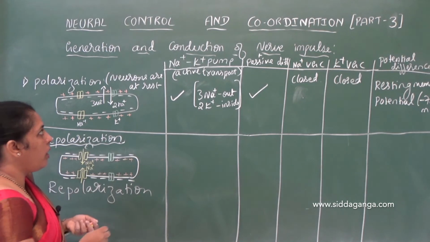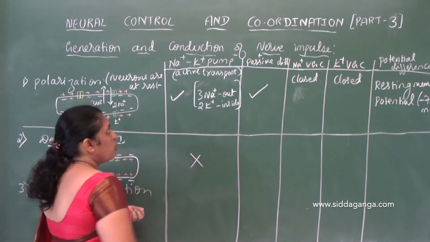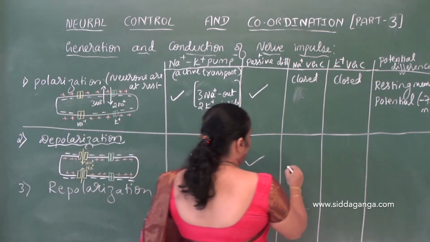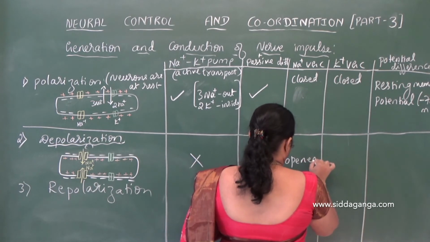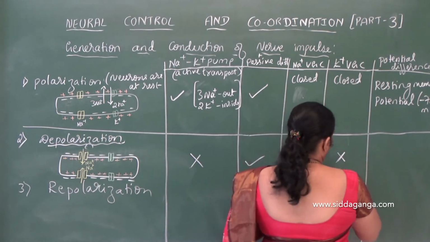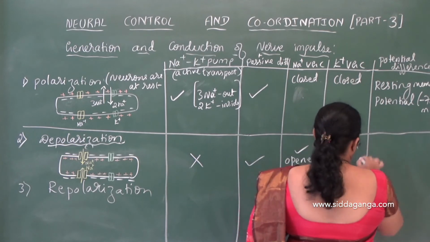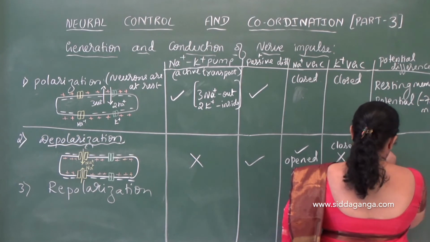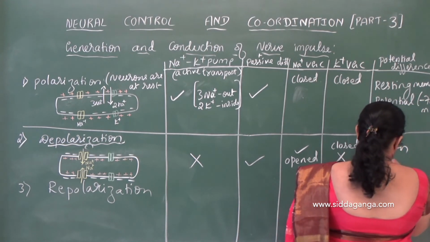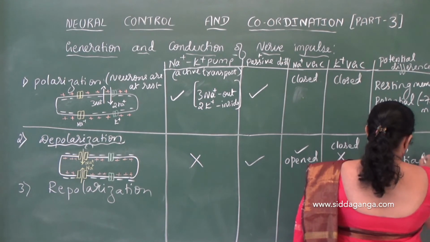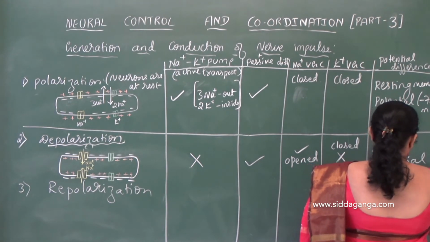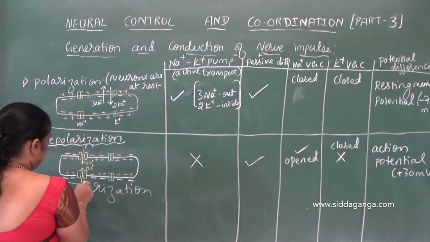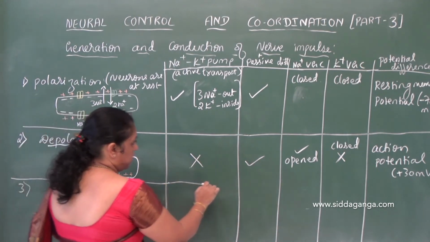So, in the depolarized state there is no sodium potassium pump function, passive diffusion occurs. Sodium is opened, potassium is not opened, it is closed, and the potential difference developed in the depolarized state is called action potential. It will be plus 30 millivolt to 45 millivolt. So, that happens when neurons are depolarized.